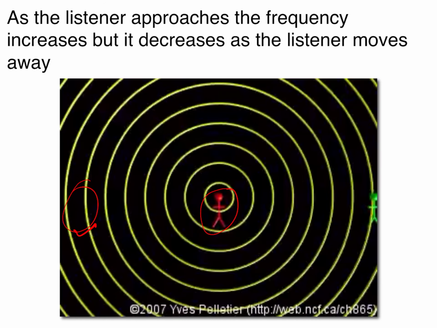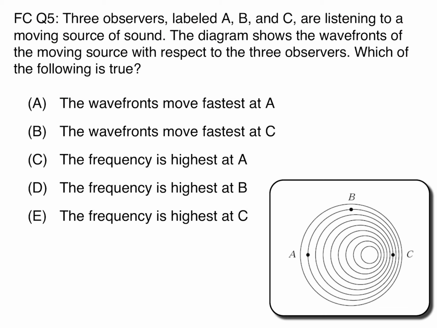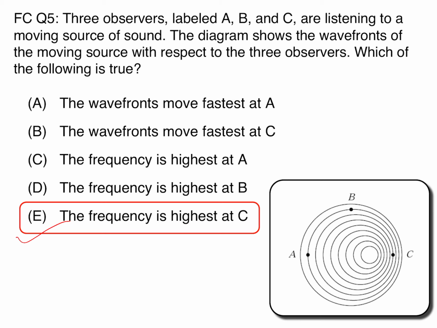Let us go back here. As the listener approaches, the frequency increases, but it decreases as the listener moves away. Use this. So, which would be the answer? The frequency is highest at C, because C is pretty near to the source here. So it will get more wavefronts than point A and point B, so it will get the higher frequency.